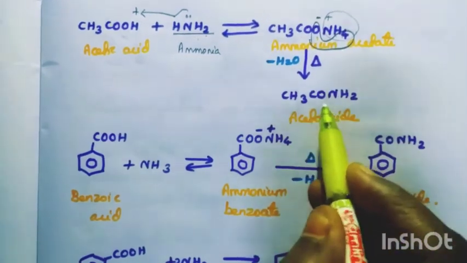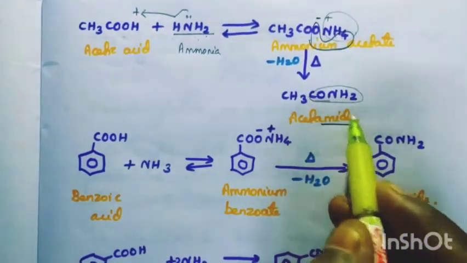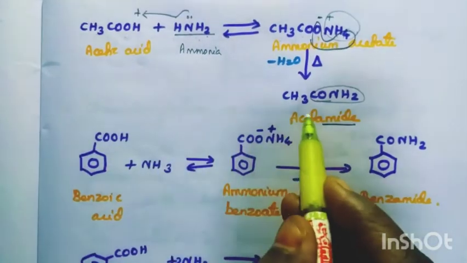CH3CONH2, CH3CO. We know this is called an amide. It is prepared from acetic acid, no? So it is acetamide.